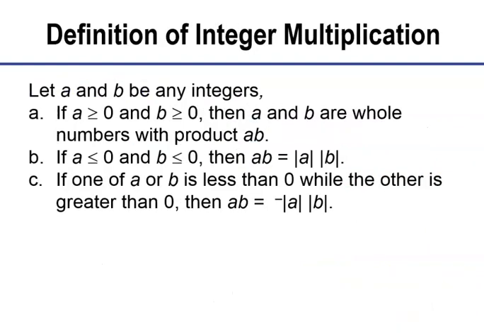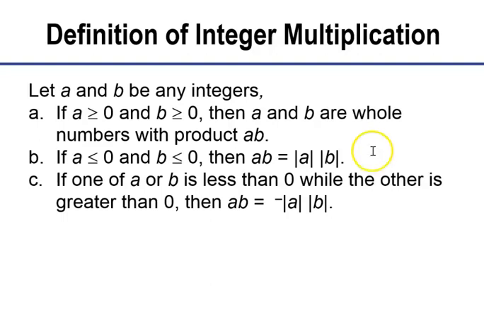Now we have a definition here of integer multiplication. We're going to let A and B be any integers. If A is greater than 0 and B is greater than 0, then A and B are whole numbers with a product AB. In other words, we already know how to multiply two whole numbers together. If A is less than 0 and B is less than 0, so they're both negative, then AB is equal to the absolute value of A times the absolute value of B.